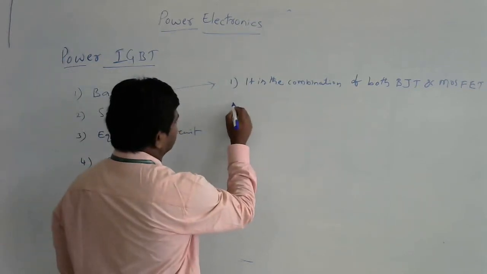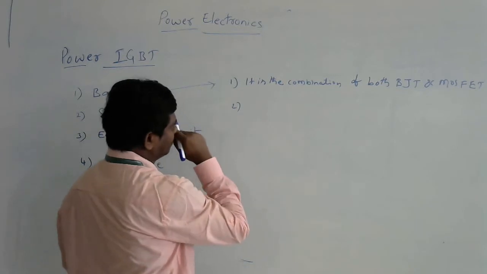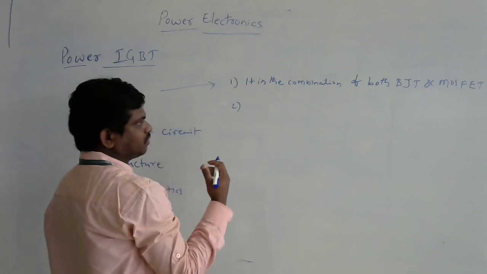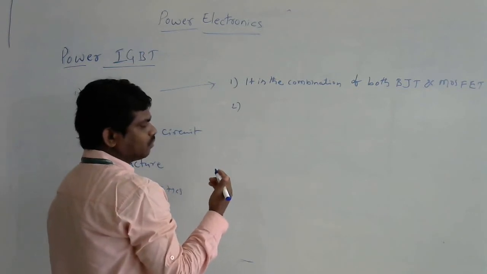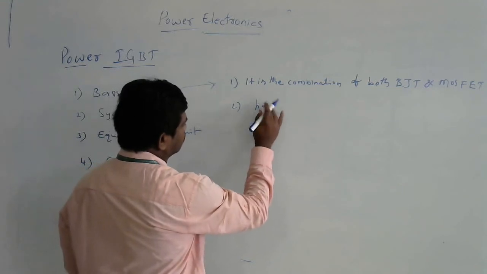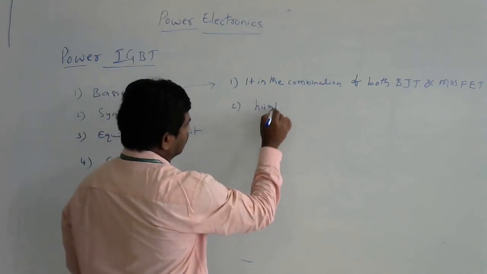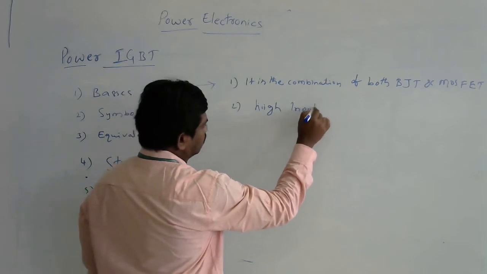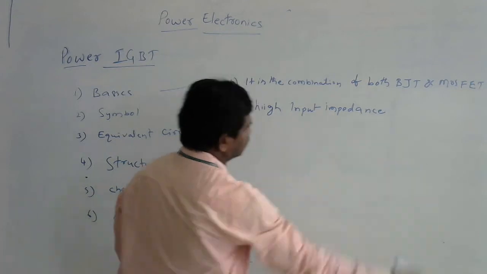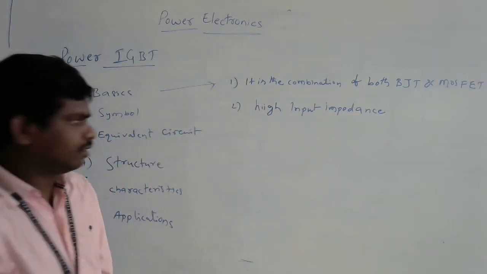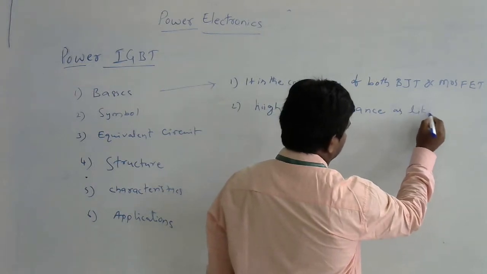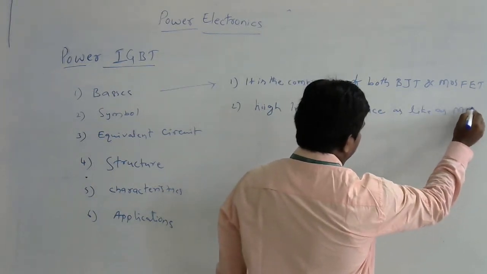The second point is that we are using the power MOSFET at the input side of the IGBT. So it has one advantage, that is high input impedance. This is the advantage of power MOSFET, and the same advantage is there for power IGBT also, just like the MOSFET.